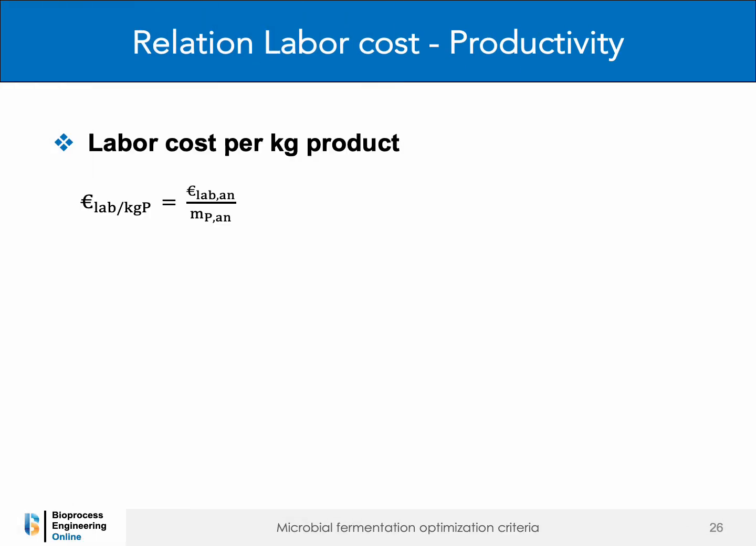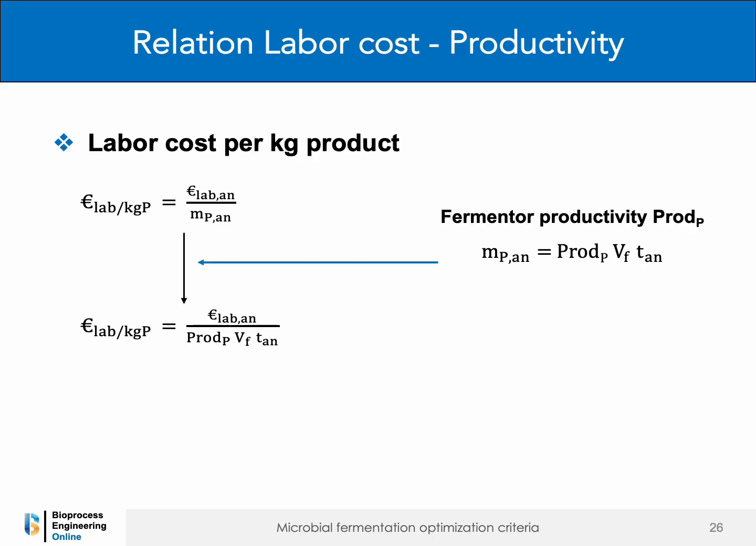A similar approach applies to the labor cost contribution per kilogram of product. The labor cost per kilogram of product is obtained by dividing the annual labor cost by the annual mass of product produced, expressed as euros lab per kilogram P equals euros lab N, divided by ProdP VF TN.